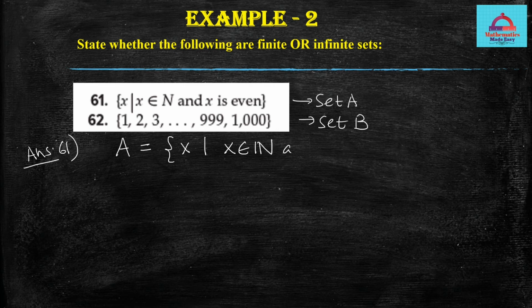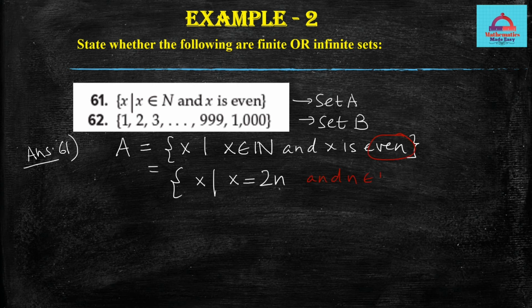So this is in set builder notation, the set of all x such that x belongs to natural numbers and x is even. So there is a condition. So can I say this set is going to be of all x such that x is a multiple of 2? That's why it is going to be even. And n belongs to natural numbers. So I have written it in this way.